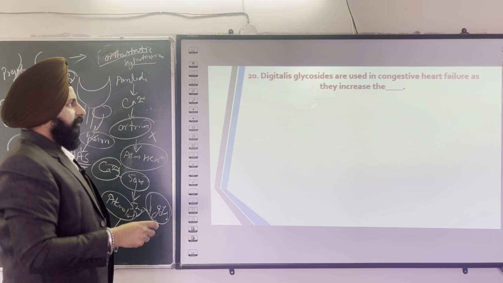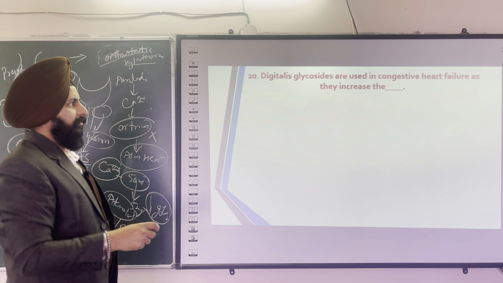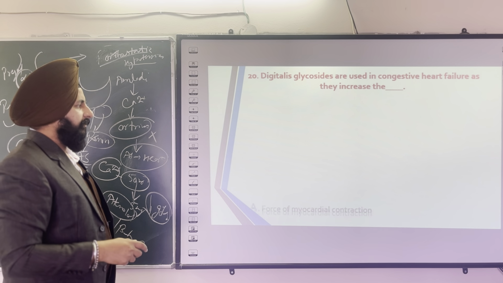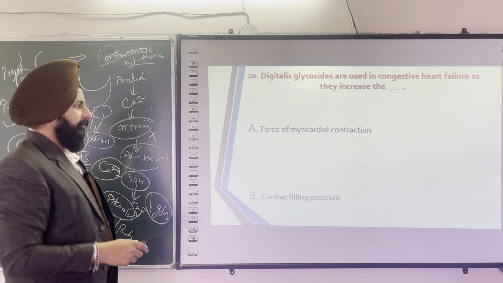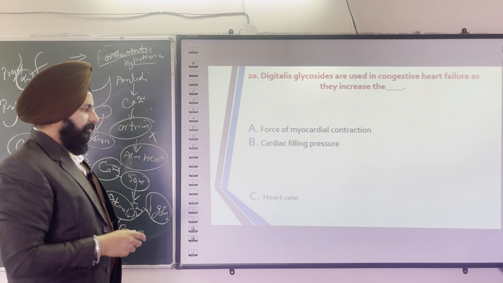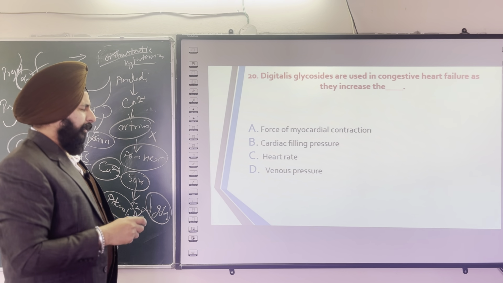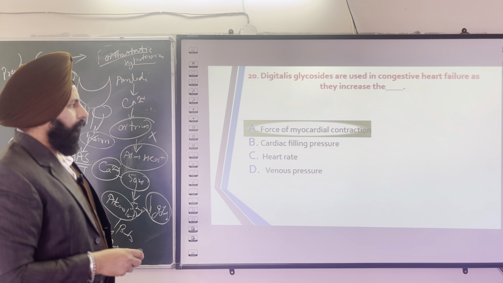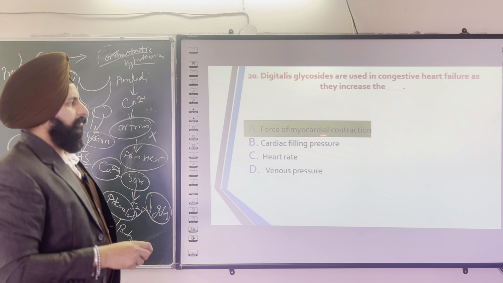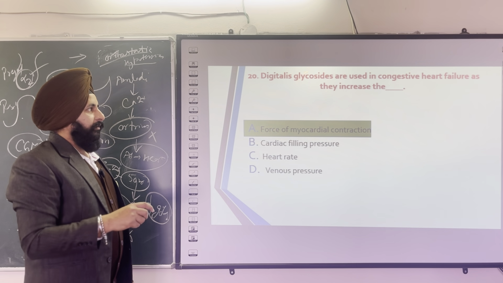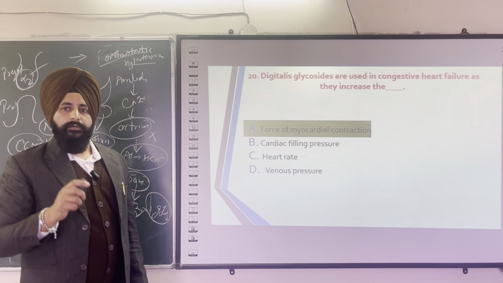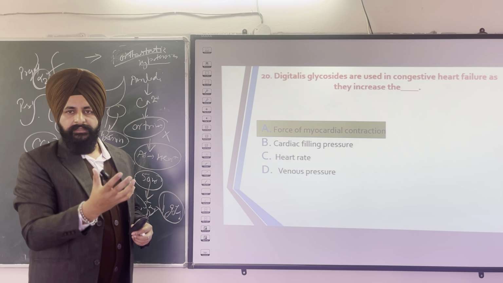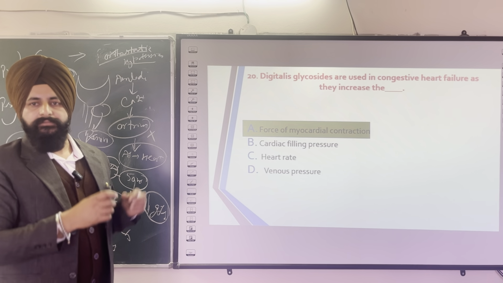The last question of this GPAT series is, digitalis glycosides are used in congestive heart failure as they increase the force of myocardial contraction, cardiac filling pressure, heart rate, and venous pressure. You choose the correct answer. The correct answer is force of myocardial contraction. So digitalis increases force but not the rate. Force indicates that it strengthens the muscle. So that's why this is the right answer for this question.